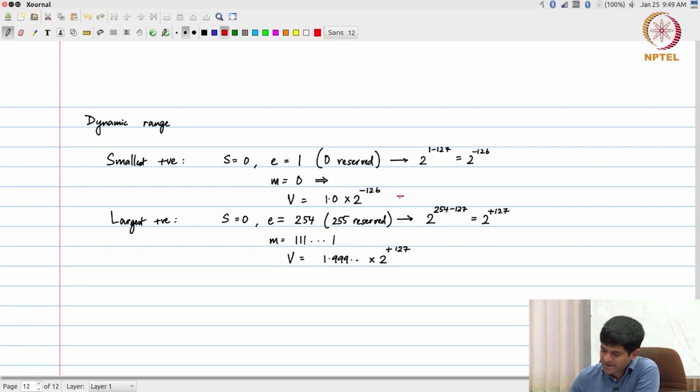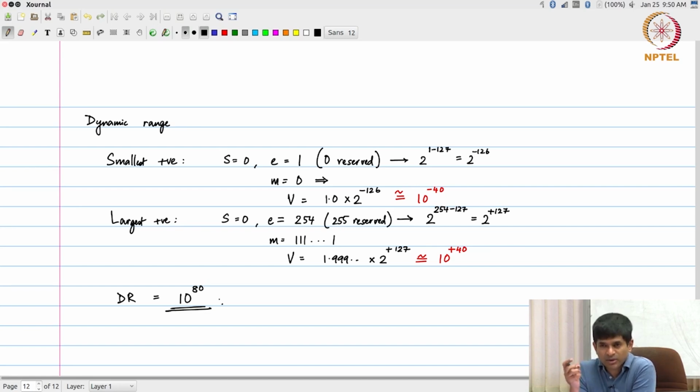2 power minus 126 is approximately equal to 10 power minus 40, somewhere around that. And this is approximately equal to again 2 power plus 128, once again somewhere around 10 power plus 40, 41, 42, something of that sort. I am just going to write it as 40, it is close enough. Okay. What is my dynamic range? 10 power 80.